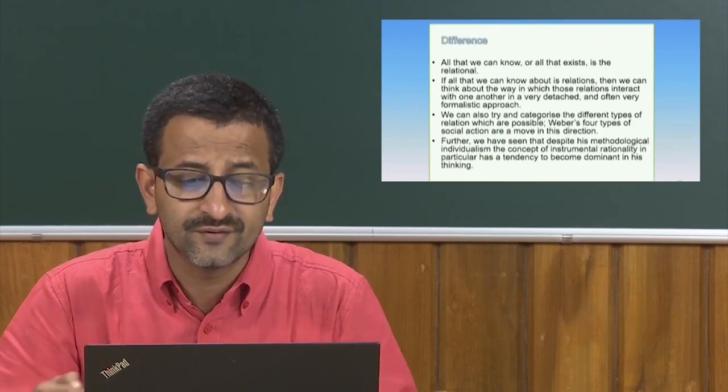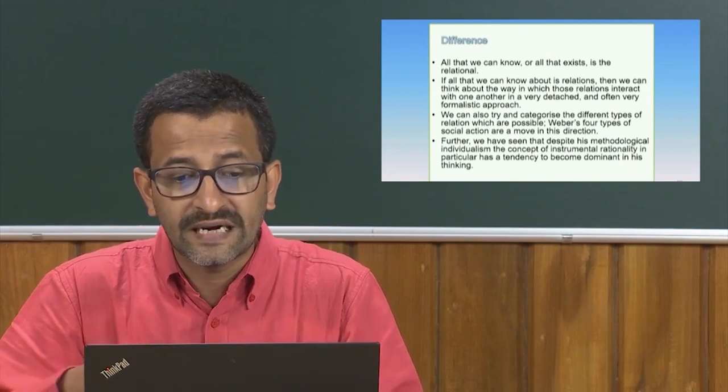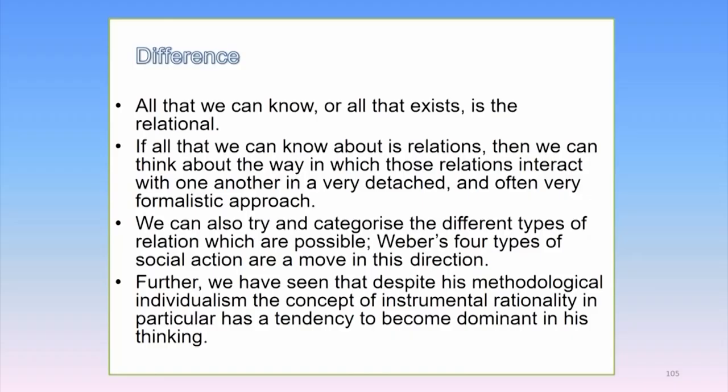Then, in difference, all that we can know or all that exists is the relational. Okay? If all that we can know about is relations, then we can think about the way in which those relations interact with one another in a very detached and often very formalistic approach. We can also try and categorize the different types of relation which are possible and also levels of relation.